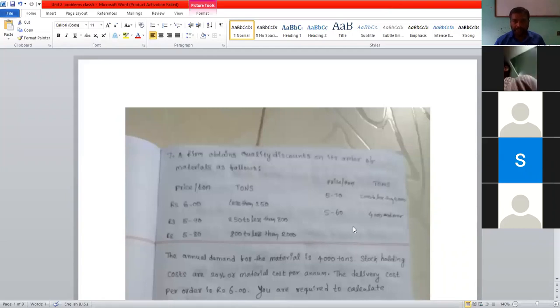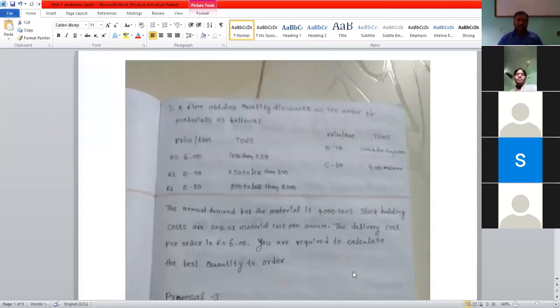Look at it on the screen. So see here, a firm obtains quantity discounts on its order of materials as follows. At the various prices, they are ordering their quantity for production purposes. To purchase this material, we are going to find the economic order quantity in this sum.